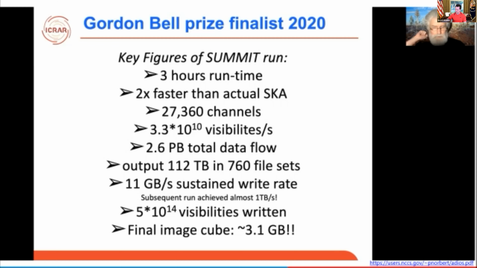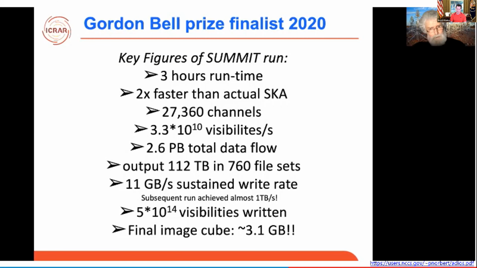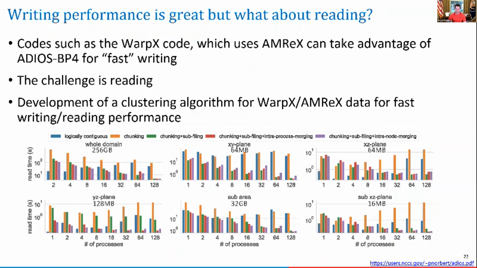That's not a limitation of ADIOS II or anything like that. It's actually the way the processing runs. And we have achieved about a terabyte a second on subsequent runs. Altogether, we have written about 500 trillion visibilities during the whole run. Visibilities are just complex numbers, essentially. And the final image cube after the second stage reduction is only 3.1 gigabytes. So that's an extreme reduction of the data. And that's my part. Okay, so thank you.